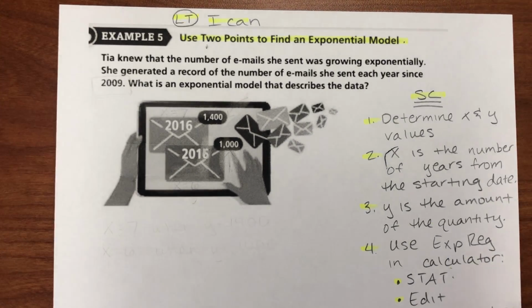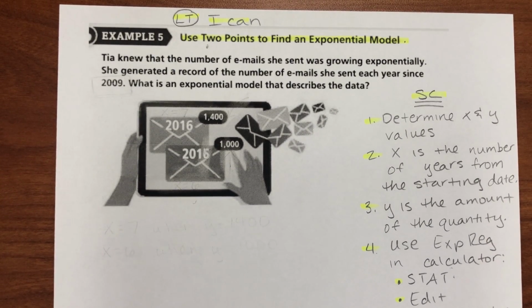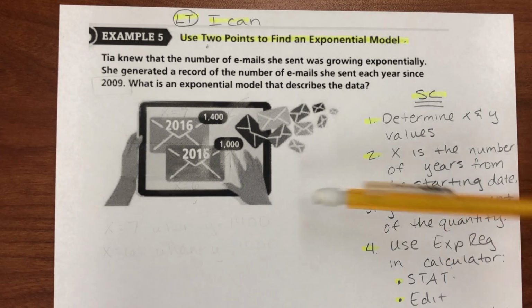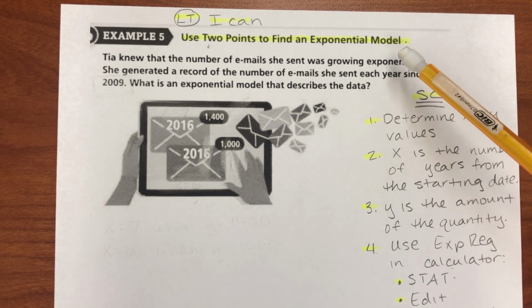All right, Algebra 2 students, we are continuing our lesson in 6.2. So we're going to finish up 6.2 today. 2 learning targets for today. Let's jump right into your first learning target. I can use 2 points to find an exponential model.